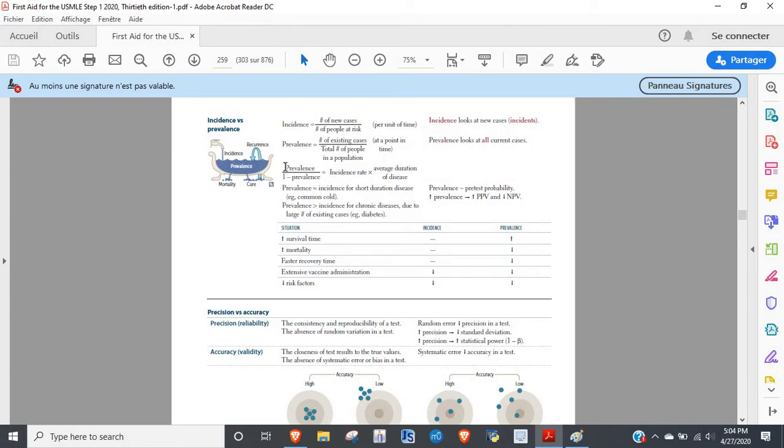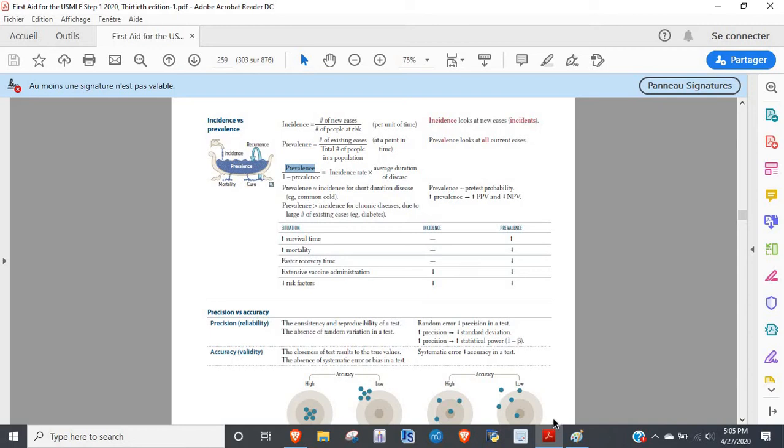But now I want to focus on this. Prevalence divided by 1 minus prevalence equals incidence times duration. What's going on? Where do they get this stuff from?